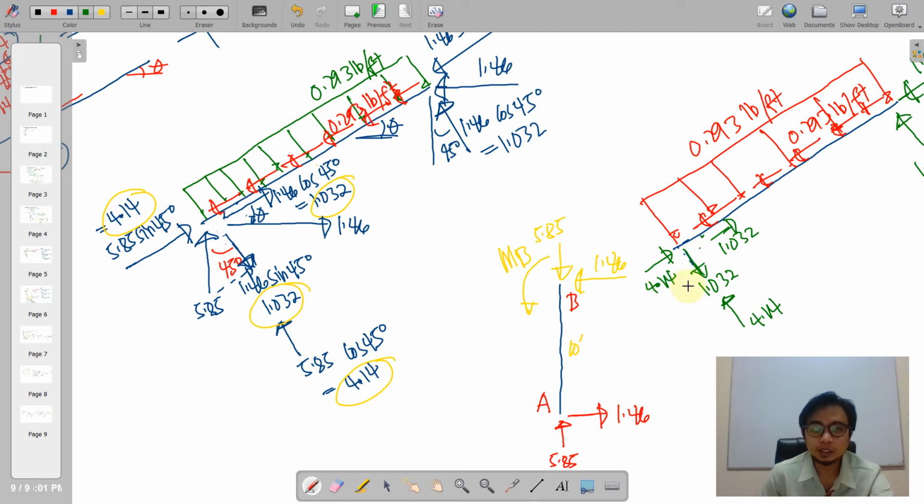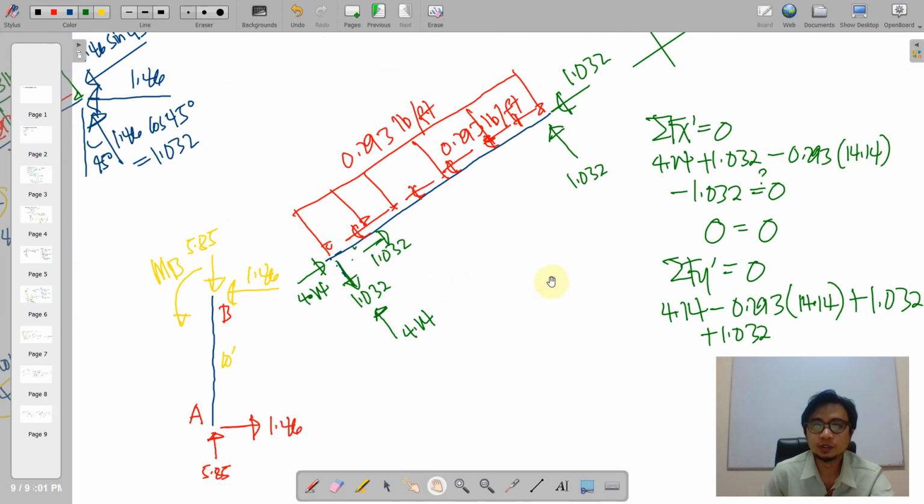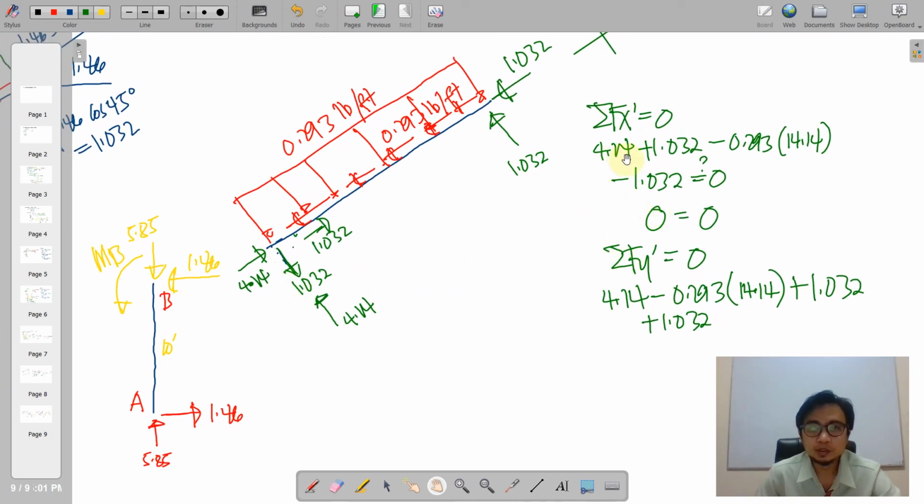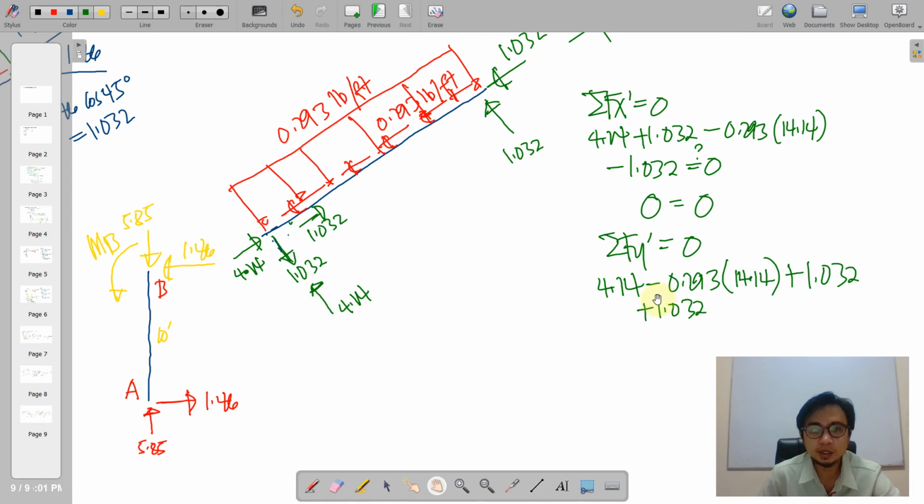Let us now again check our summation forces x prime. So rightwards 4.14, rightwards 1.032, leftwards this one 0.293 times the distance 14.14, and then minus 1.032, so it's really equal to 0. And then for this one, we have upwards 4.14 less this one 0.293 times the distance 14.14 plus. So I think this should be minus for this one, because it's going downward, so that is changed to negative, and then this maintains to be positive for this reaction. If we compute that now, we have already yielded 0 equal to 0.